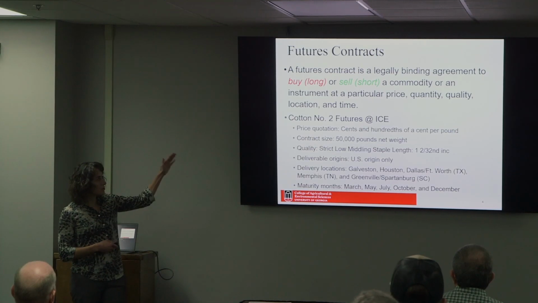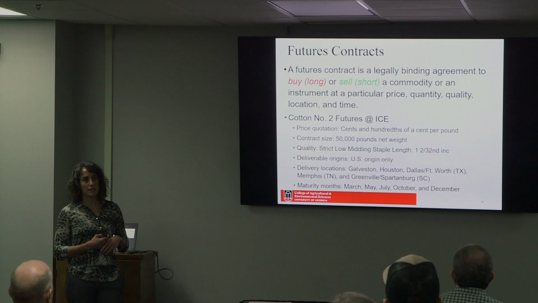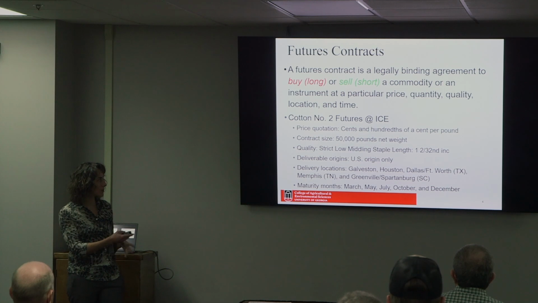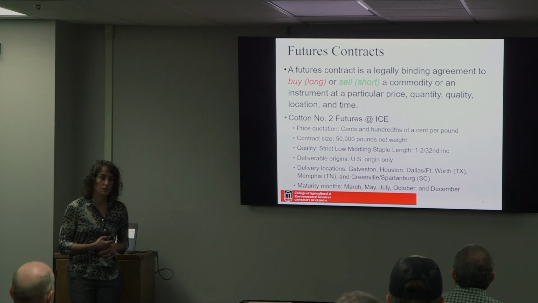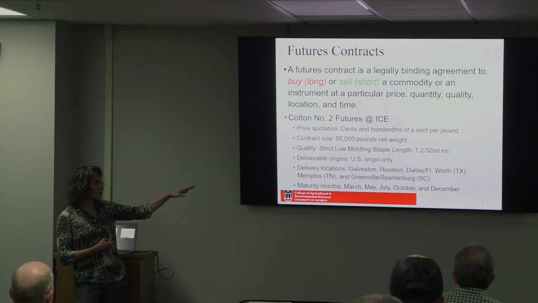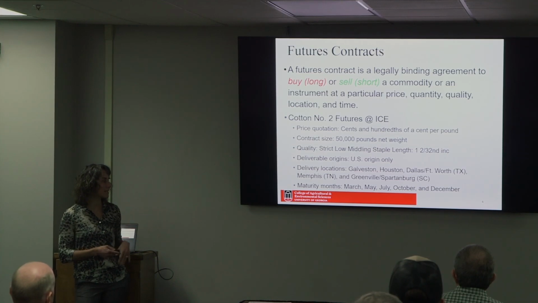The price is determined in the market, of course, by who is buying, with demand and supply, basically. So the main futures contracts on cotton are traded on ICE. These are the specifications: it's the number 2 futures, and the price quotations. One contract stands for 50,000 pounds of cotton. And as you see, the exchange lists all the accepted qualities, deliverable origins, and locations as well.